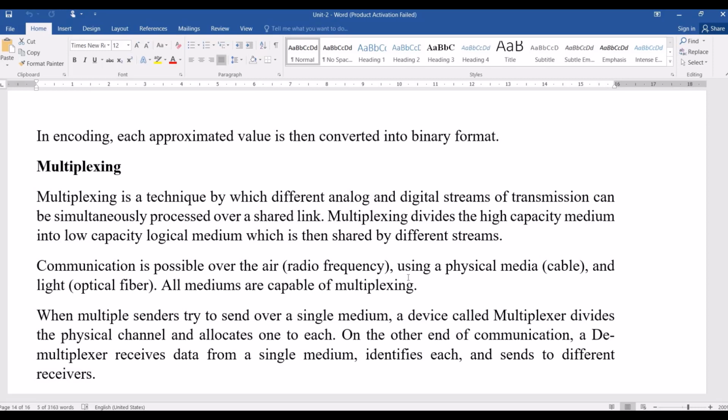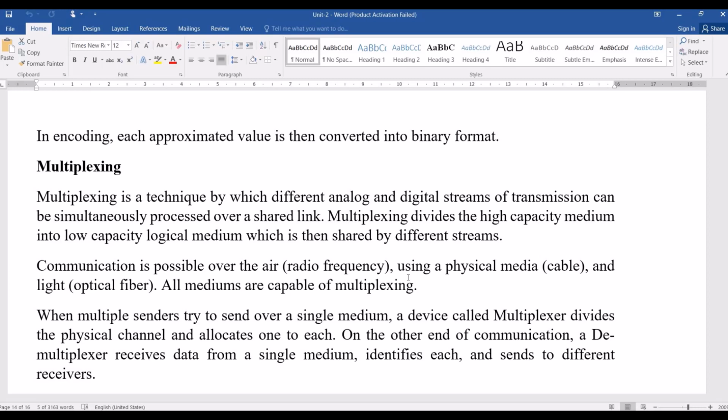Okay, we can move on to multiplexing. It's very simple: multiplexing is a technique by which different analog and digital streams of transmission can be simultaneously processed over a shared link. Without multiplexing, we have to transmit over separate dedicated lines. If we have 100 nodes to transmit from one source to another, then we need 100 separate cables.